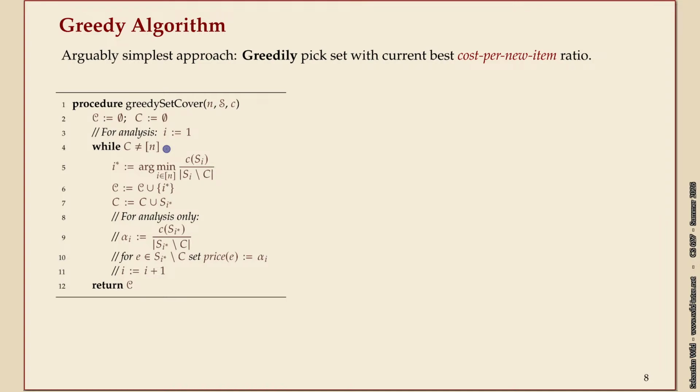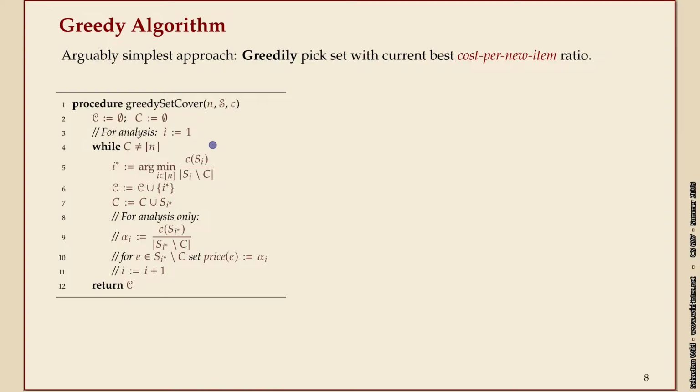So as long as we haven't covered everything, we find a set that minimizes this ratio, the cost of the set divided by how many elements this adds to the covered elements. So from the set we subtract all the elements that we have already covered with other sets. And we find the one that minimizes this. That's the one we pick next. It's a greedy algorithm. We never take a step back. And we keep doing this until we've covered all elements.